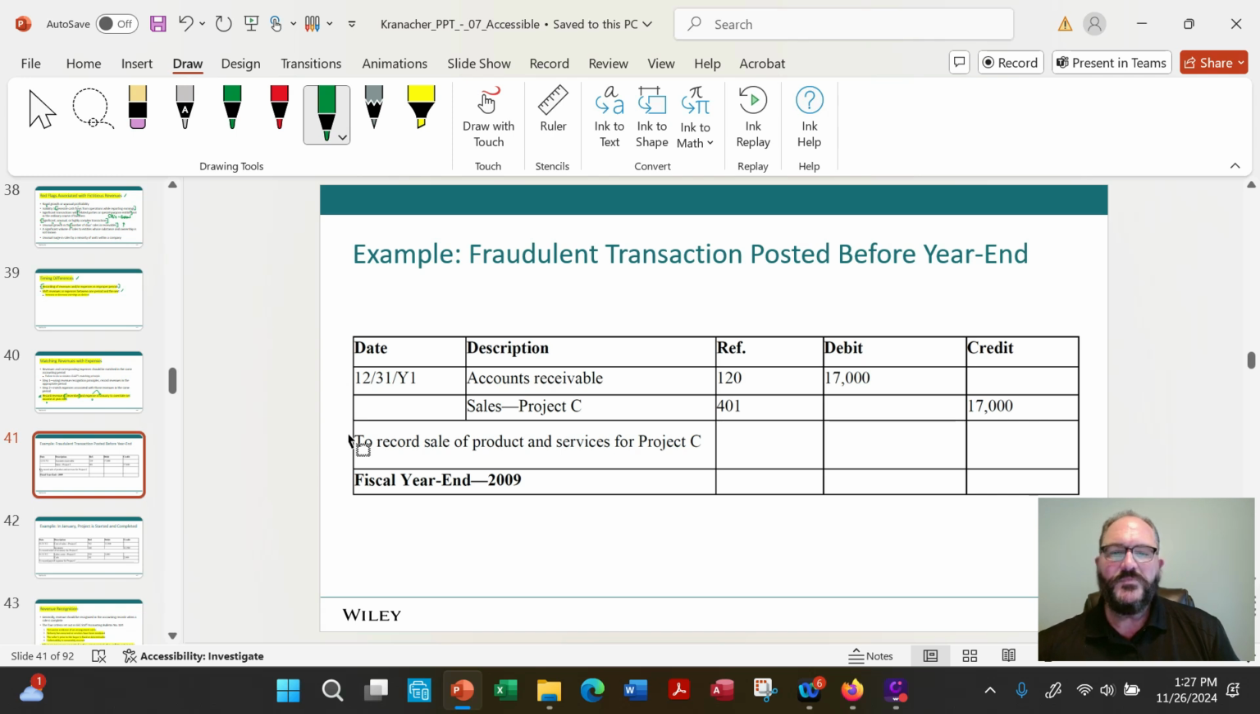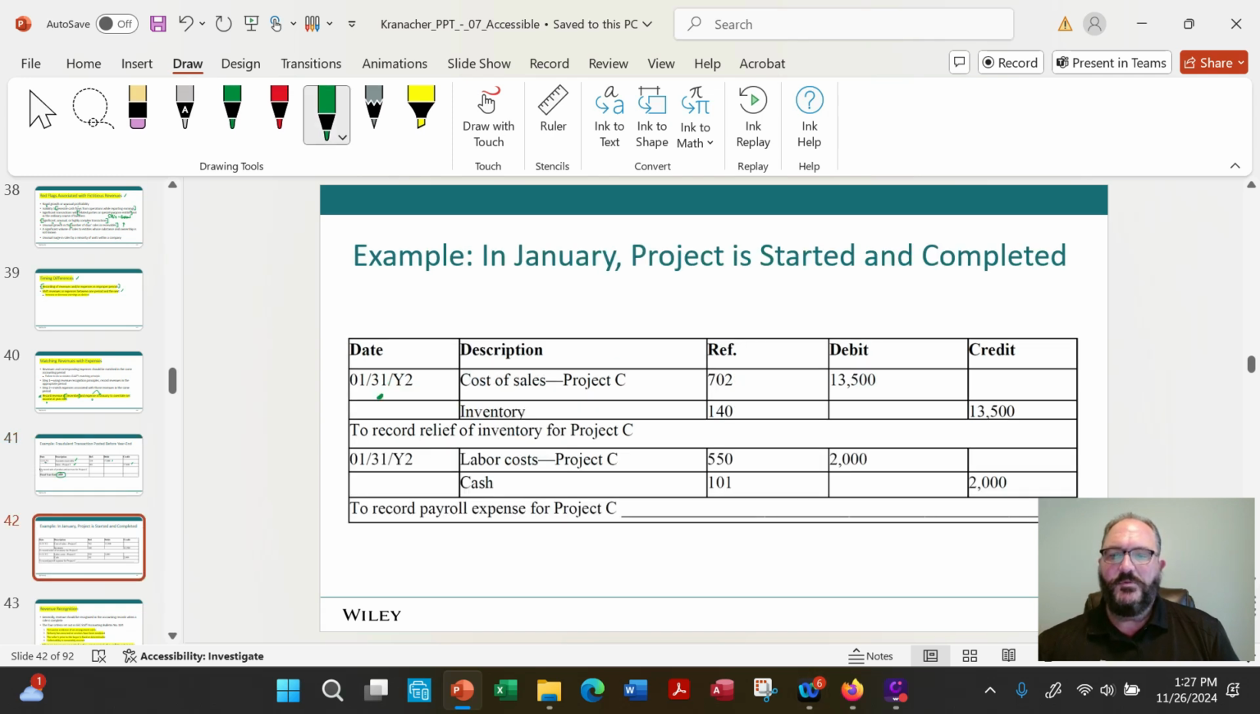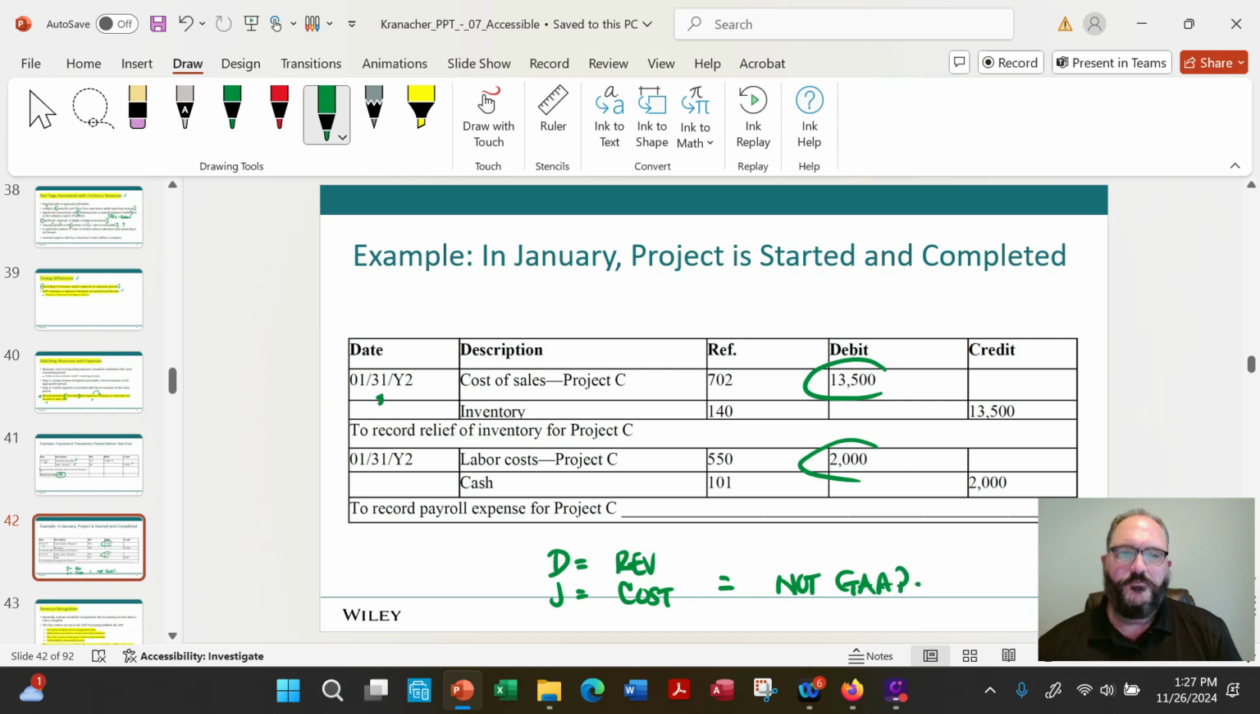So here's the example. Notice here, they have an account receivable and a sale from this project, $17,000. Okay. And this is for fiscal year 2009. This is December 31st, right? And then look what happens in January. Now they're recording the cost. So December equals the revenue. January equals cost. Equals not GAAP. Big no-no. Okay.